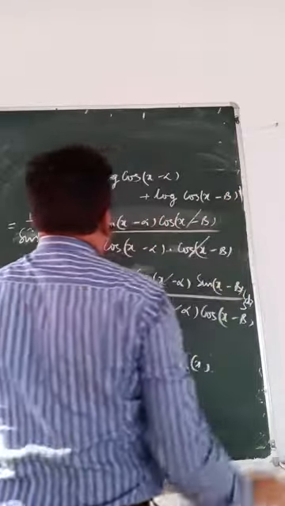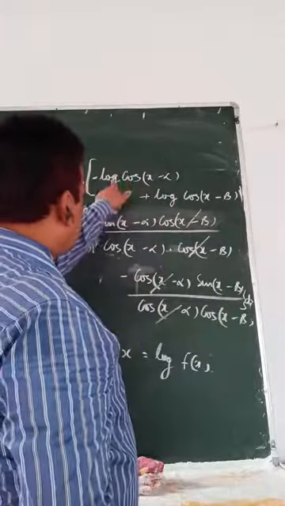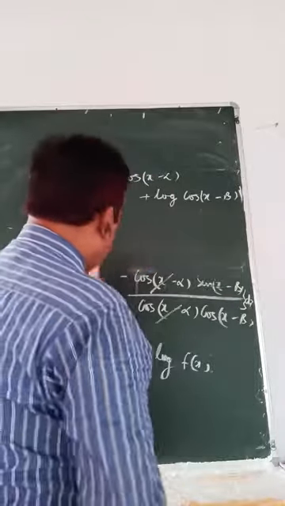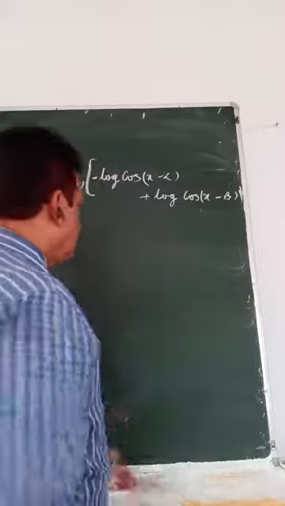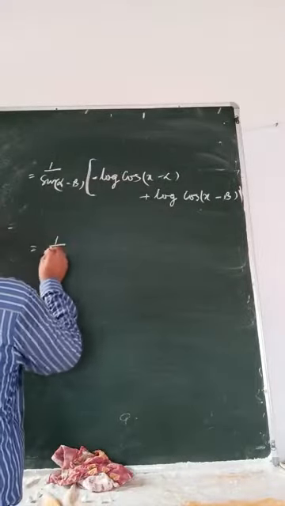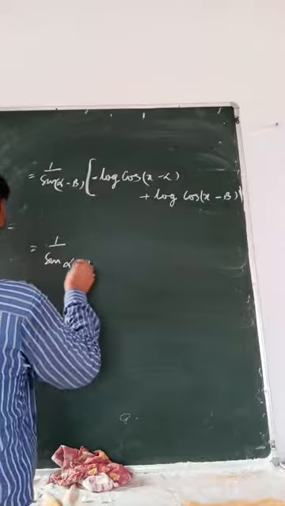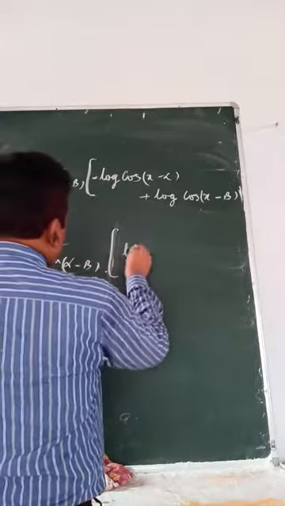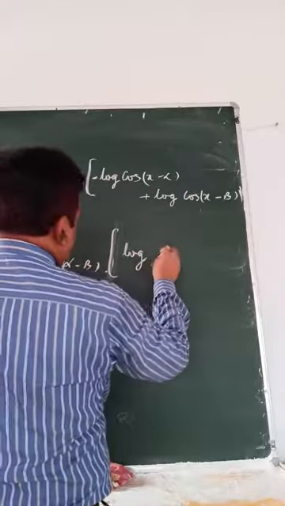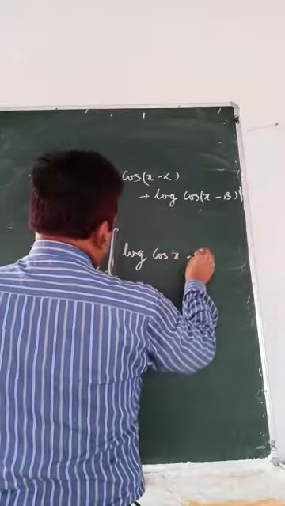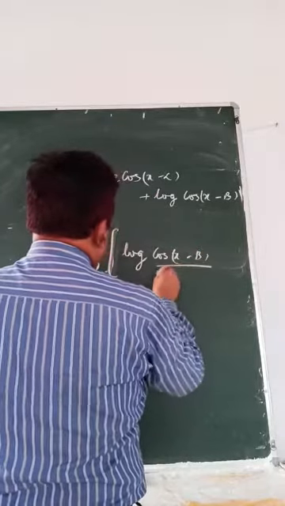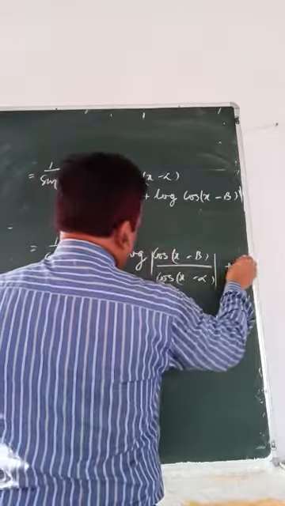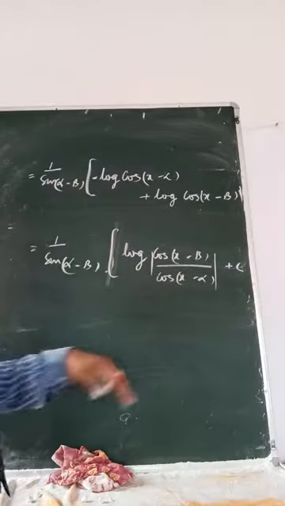Okay. Now log A minus log B is log A by B. So the final answer is 1 by sin alpha minus beta, log A minus B, plus a constant. So I am giving one more question.